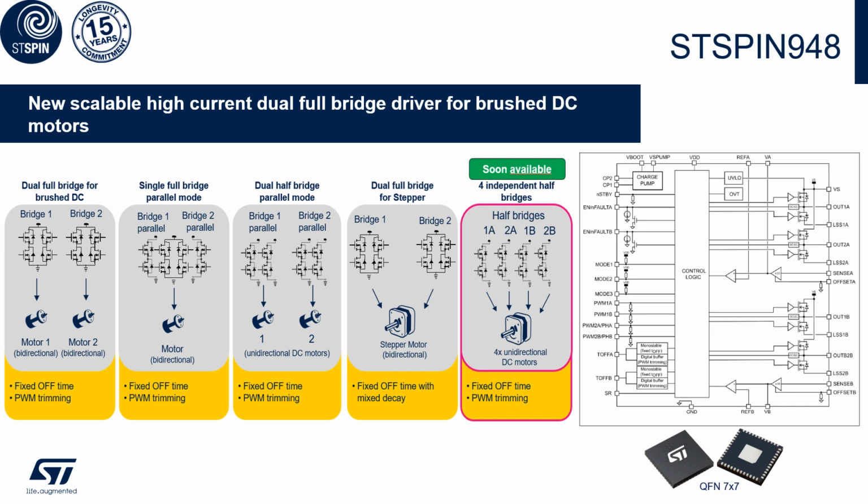The driving methods which are possible with this device are, for example, driving 2 brushed motors in both directions, or 1 brushed motor with higher current in both directions. We also have the possibility to drive 2 motors in one direction with higher current, or to drive stepper motors. We can also drive 4 brushed motors in one direction at the same time, or, if we want to, drive a BLDC motor with just 3 of the half bridges.